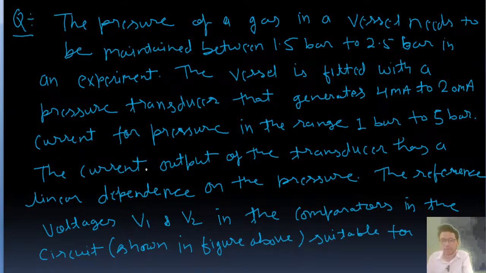The current output of the transducer has a linear dependence on the pressure. So the output current is dependent on the pressure that is given. You need to find out the reference voltages V1 and V2 in the comparator in the circuit shown in the figure above.